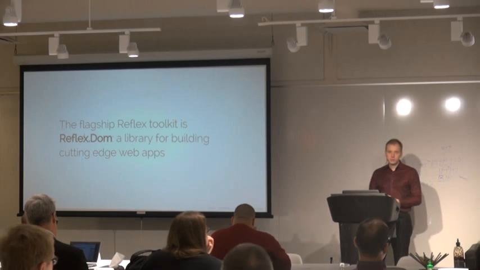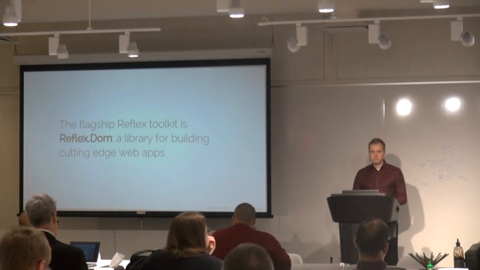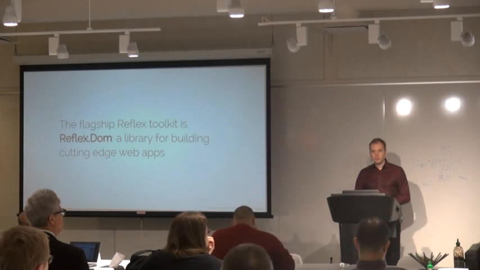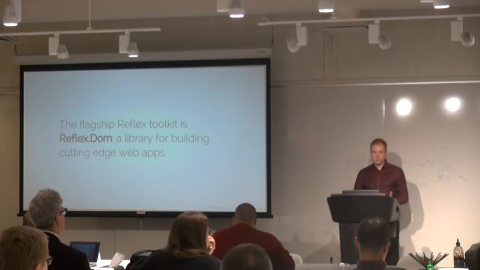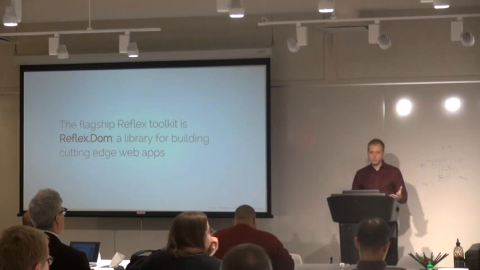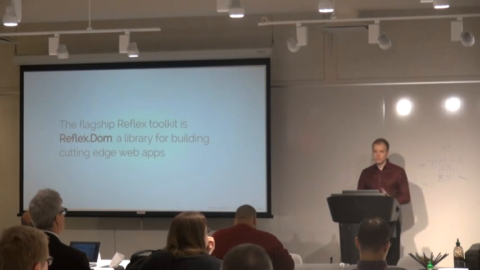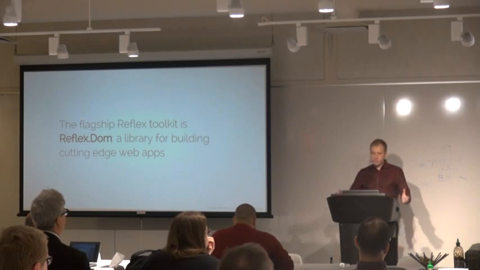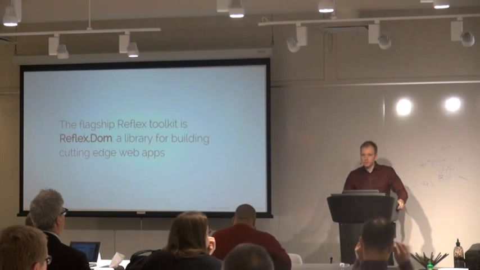My focus at the time with Reflex is on Reflex Dom, which is a library for building document object model, in other words, web pages. And it can build anything. It can build a single page app. It can build components for inclusion in other apps. It even runs in Node.js, so you could integrate it into a Node.js server. Pretty much anything on the web can be built with this.